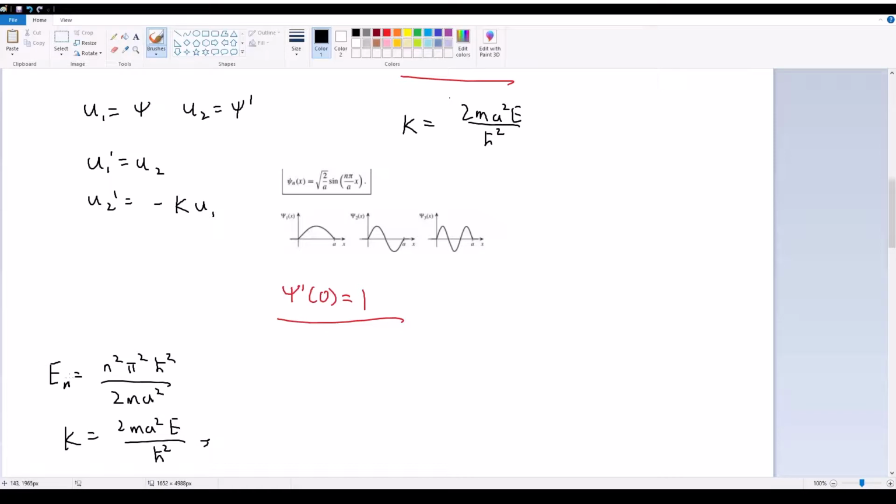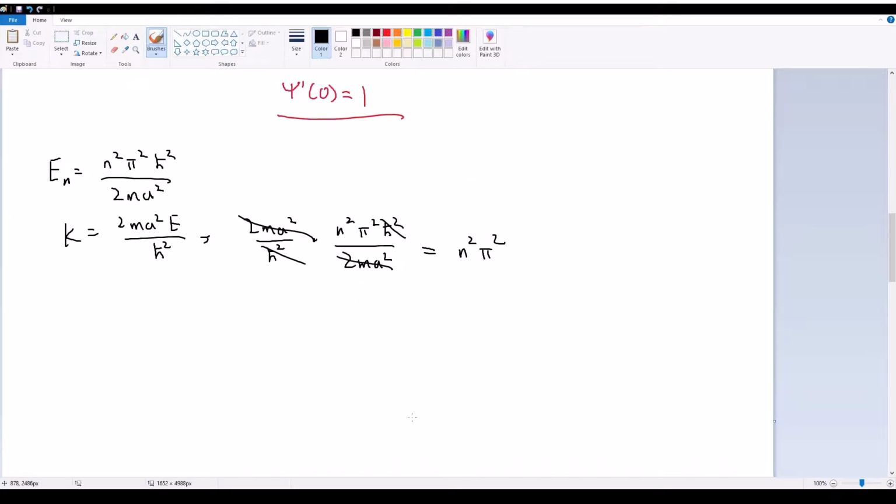If we plug in the accepted values for the energy of an infinite square well into this, we get 2ma squared over h bar squared multiplied by n squared pi squared h bar squared over 2ma squared. So this term cancels with this term cancels with this term, therefore k is going to equal n squared pi squared. So the valid solutions we're expecting are k1 equal to pi squared, k2 equal to 4 pi squared, k3 equal to 9 pi squared, and k4 equal to 16 pi squared.